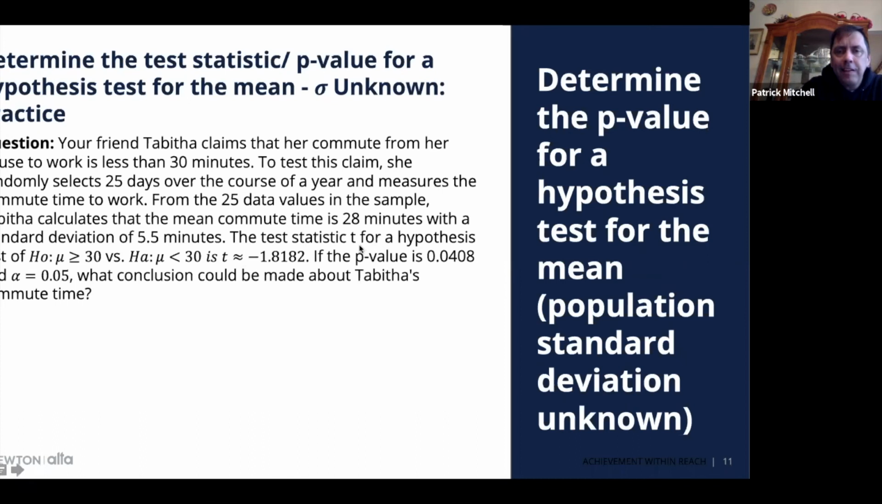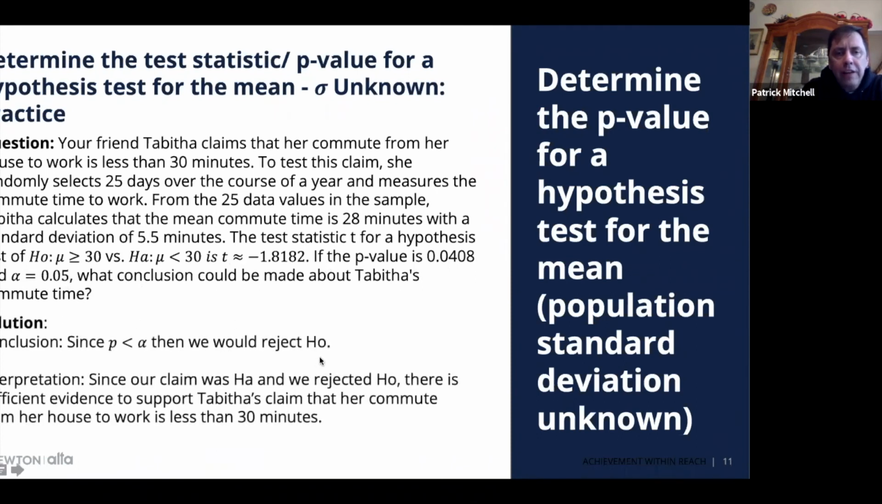The test statistic T for a hypothesis test of null hypothesis mu is greater than or equal to 30 versus the alternative hypothesis mu is less than 30. Just like in the last example, that test statistic is negative 1.8182. If the p-value is 0.0408 and alpha is 0.05, what conclusion can we make about Tabitha's commute time? So notice that p is less than or equal to alpha. That means p is low. When p is low, the null must go.